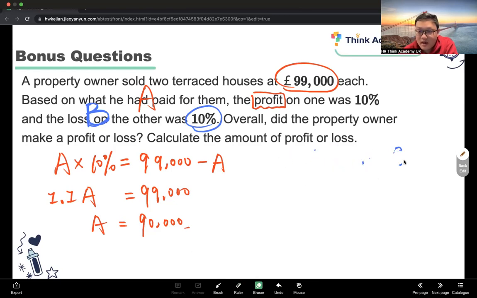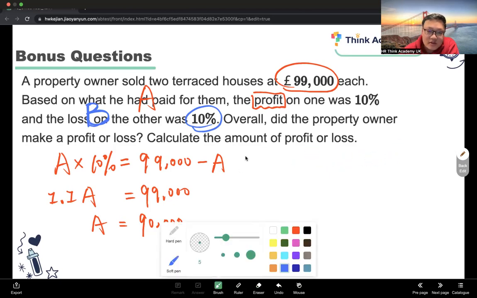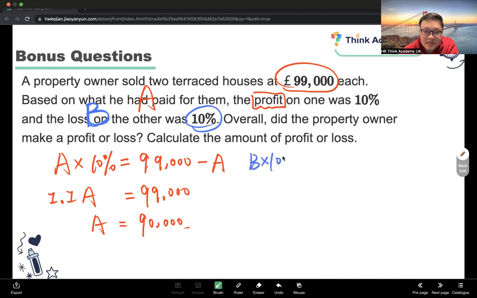I'm not sure why I cannot write on the side. So I have to do a little bit closer. So it will be B times 10%, which is the loss. And that equals to B because you paid more than you received, right? So minus 99,000. Yep. Wow, let's see. Yun gave us this solution, which is perfect.